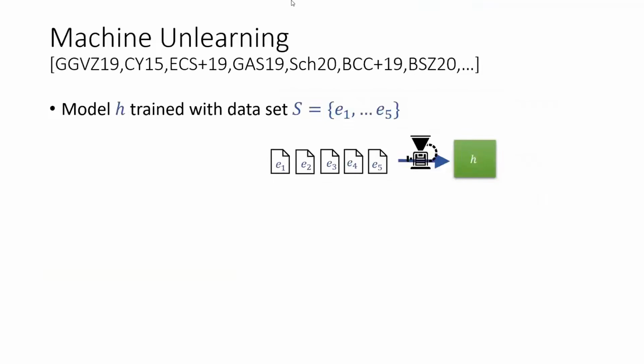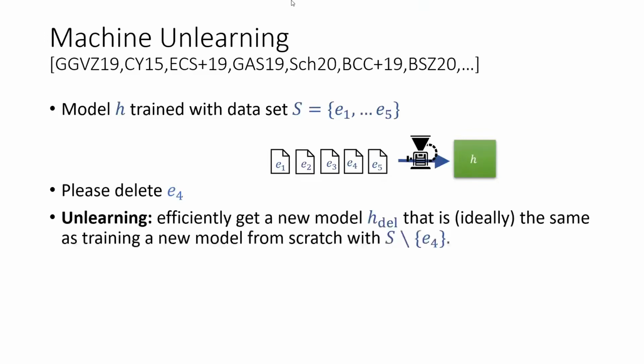We briefly introduce this machine unlearning process here. Suppose we have a model H that is trained with examples E1 to E5. Now we get a request for deleting an example E4 in the dataset. The goal of machine unlearning is to get a new model, we call it HDEL, that is ideally the same as training a new model from scratch with the training set S, except this example E4. We call this ideal case perfect deletion.